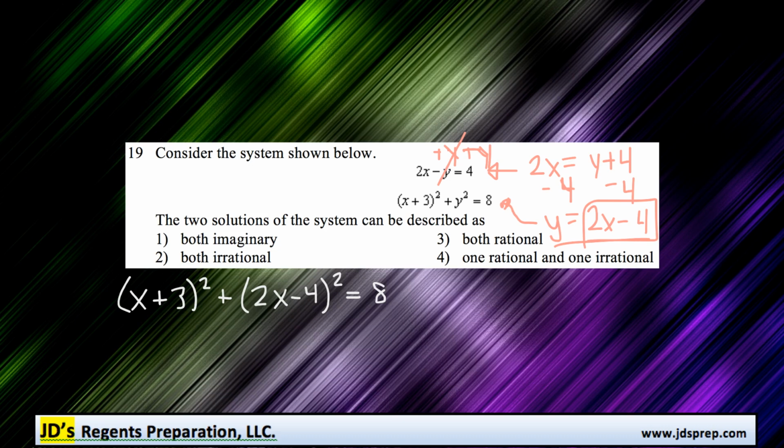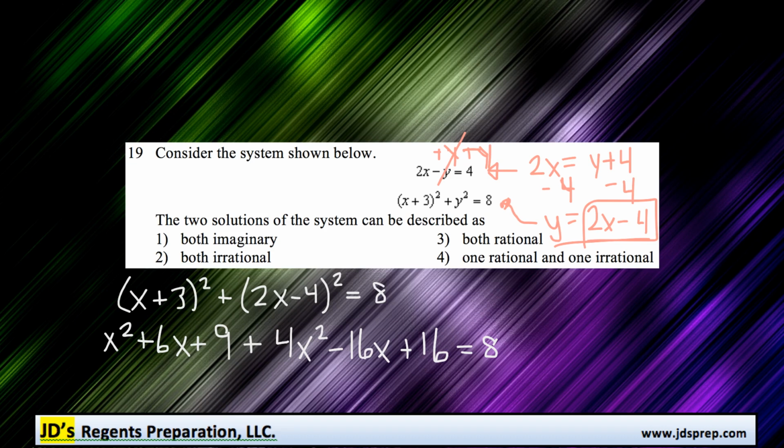If we were to expand (x plus 3) squared, we would get x squared plus 6x plus 9. And then expanding (2x minus 4) squared, we would get 4x squared minus 8x, so that'd be minus 16x, and then plus 16, and that equals 8.